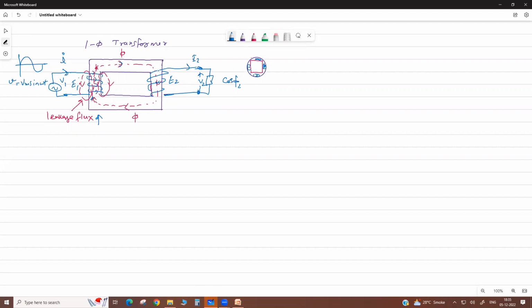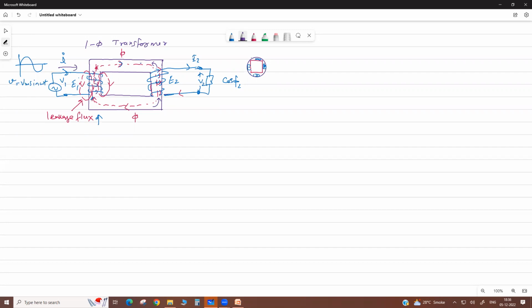Now when this current flows, due to this load current another flux is set up. What is the direction of that flux? It is opposite to this. Now we assume that in the transformer this flux should be constant. So to maintain the same flux in the core, what will happen? Your transformer draws more current from the primary.